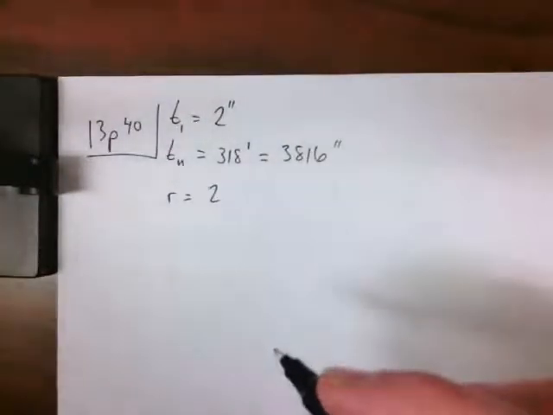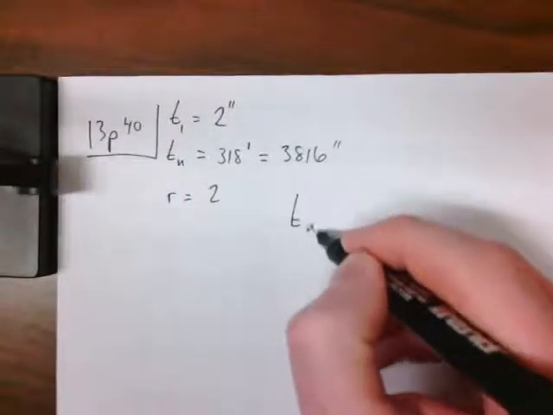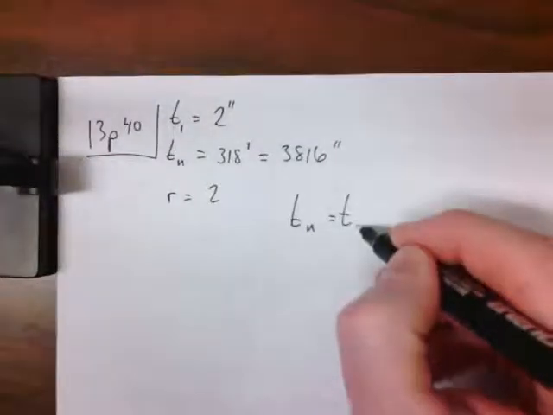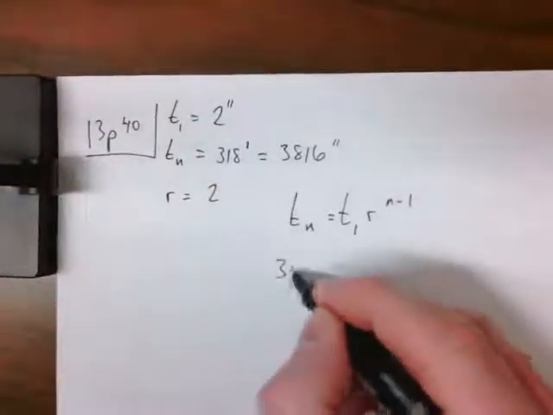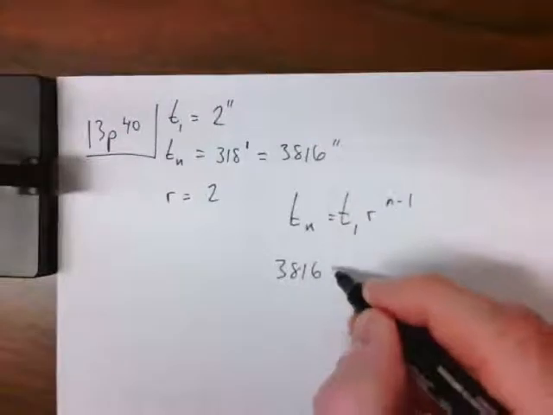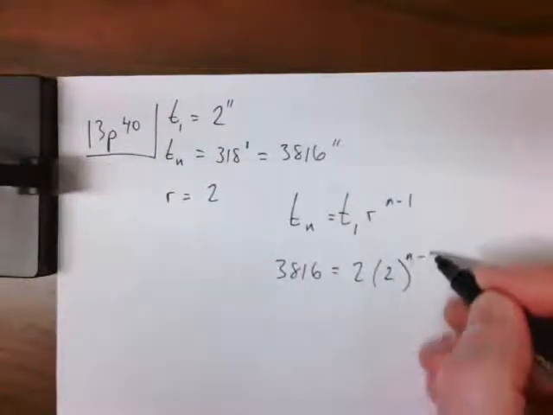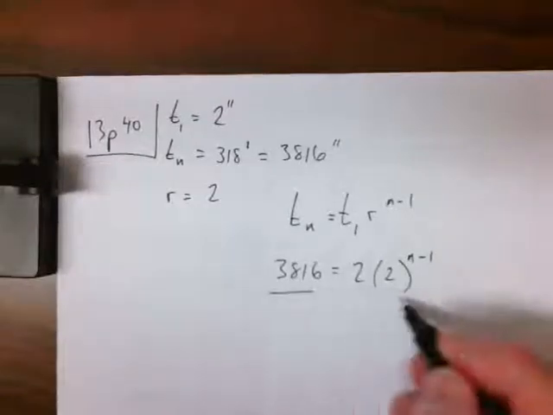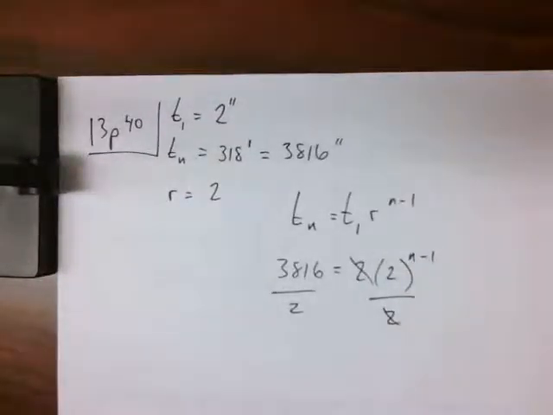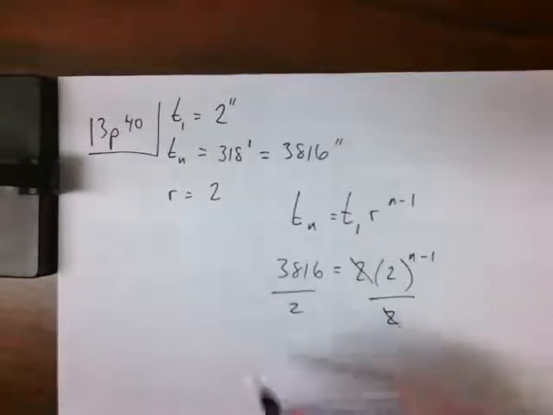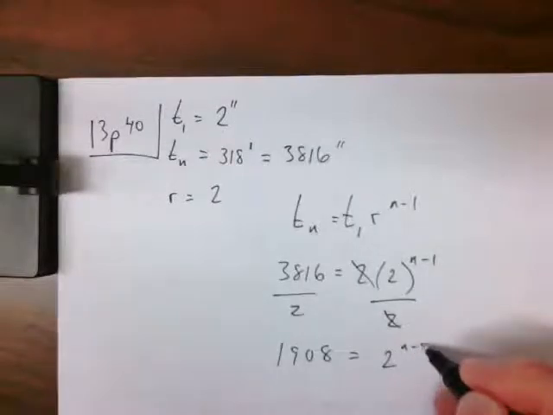Solve for n. What's the formula? I never remember. Tn equals T1 R to the n minus 1. Tn, 3816. T1, 2. R, 2 to the n minus 1. Divide both sides by 2. That cancels. 3816 divided by 2 is 1908. Equals 2 to the n minus 1.